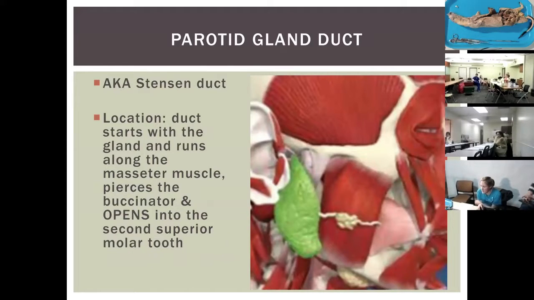The parotid gland duct is also known as Stenson's duct. So location of the duct: it starts within the gland, which you can see in this picture. The parotid gland is green. The duct starts within the gland, and it goes over the masseter muscle, which we'll look at in a little bit, which is right here, and then it pierces another muscle called the buccinator. But it opens next to the second superior molar tooth. Superior meaning on top, so the top second molar tooth.